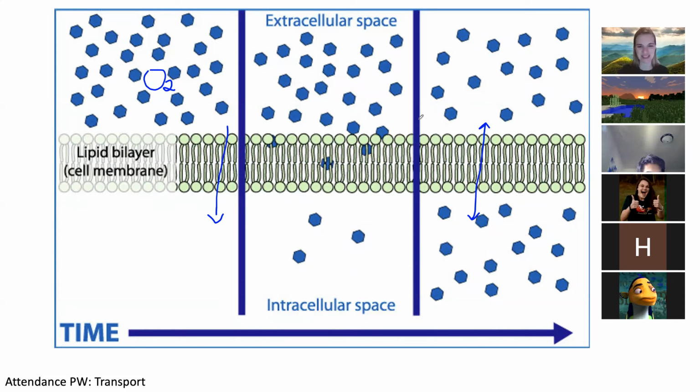So this is what's happening with diffusion. This is happening without any energy. It's passive. It's simply following the laws of physics, going from high concentration to low concentration until we establish equilibrium.